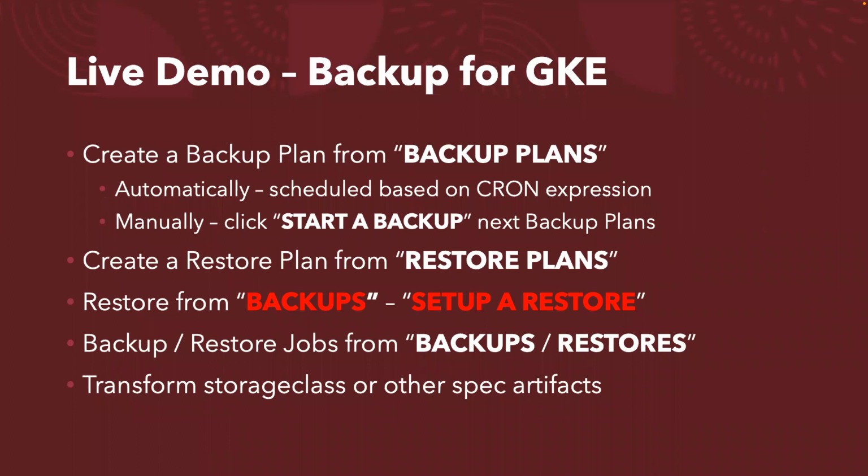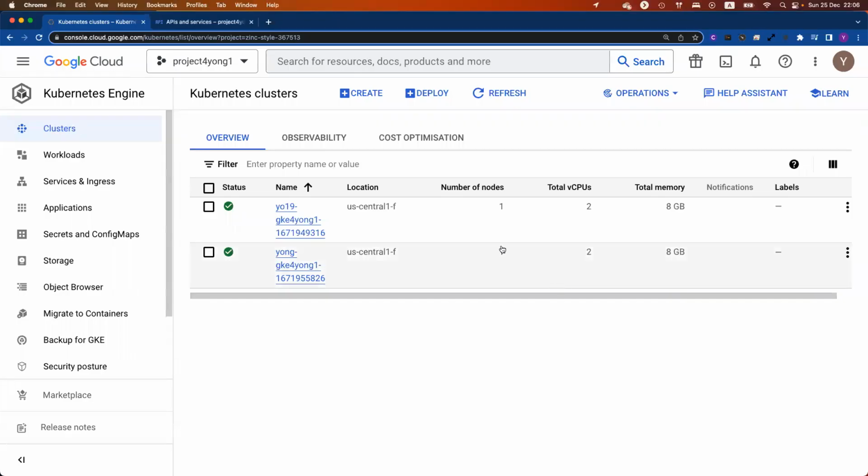It is doable. Okay, let me jump to my web console. So this is a Google Cloud web console. As you can see, I got 2 clusters running here. One cluster starting U19, the other cluster starting YONG, okay? Both clusters are just one node, only 2 CPU and some memory. For testing purposes, it's more than enough.